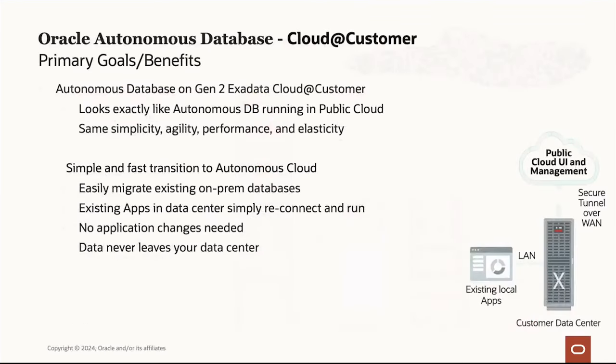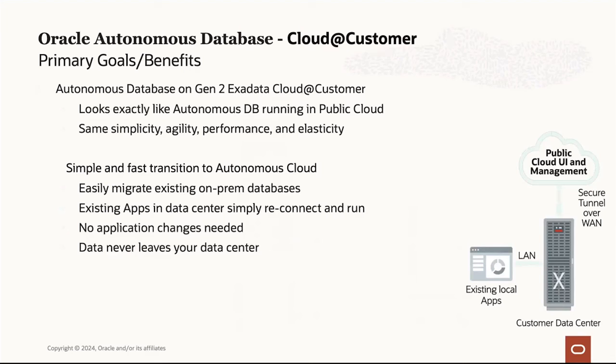All right, so we have customers that can't move to public cloud for various reasons. It could be because of regulation, latency, integration, or risk. If any of these issues come up for your company, one option could be to look at Exadata Cloud at Customer, specifically Autonomous Cloud at Customer. Autonomous Cloud at Customer is put on top of Exadata Cloud at Customer. It's the autonomous database on Gen 2 Exadata Cloud at Customer. So it looks exactly the same as autonomous database running in the cloud.